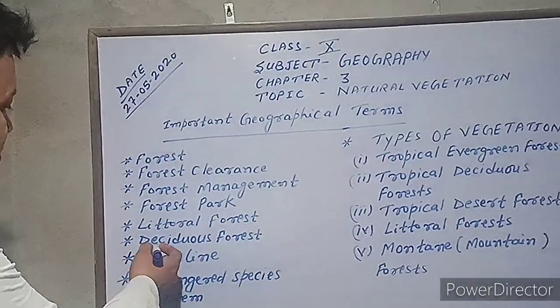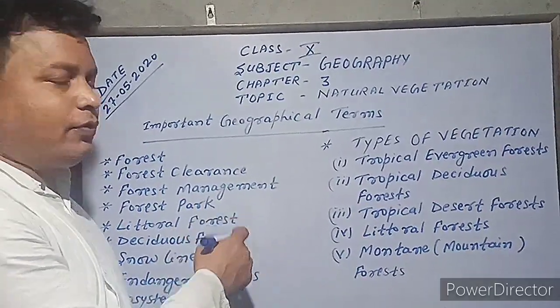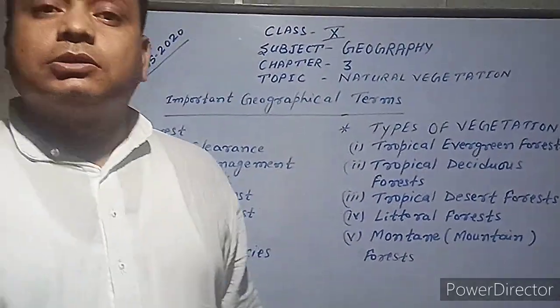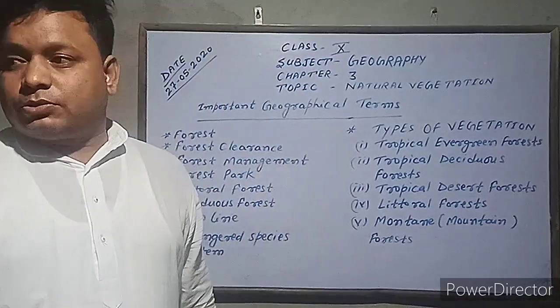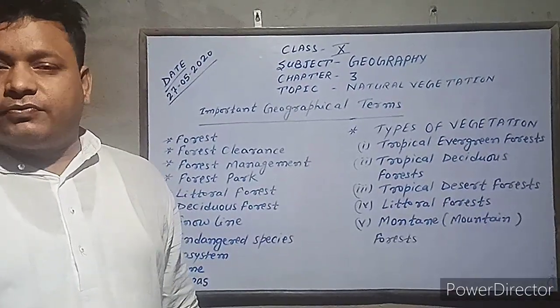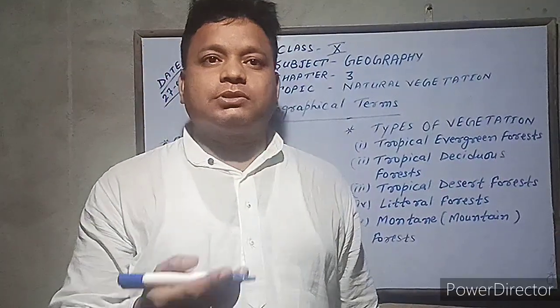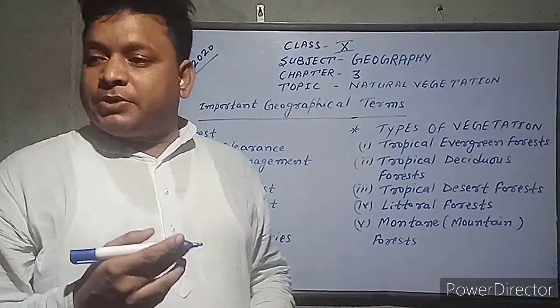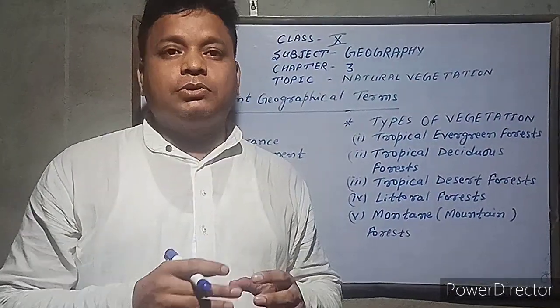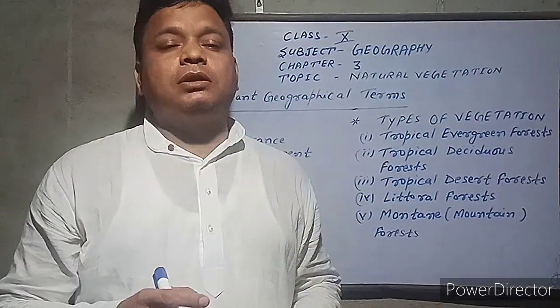Now next, student, this is the littoral forest. This forest is grown on the coastal areas, on the bank of the coast. For example, we talk about the Western Ghats and Eastern Ghats. These forest trees have the capacity to survive in both saline water and fresh water.